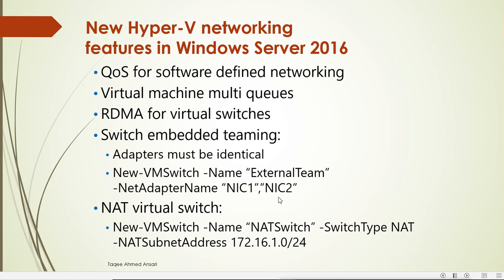We can create it by using the New-VMSwitch command, with the name of the virtual machine switch, and then the network adapters, whatever adapters we want to use, like NIC1, NIC2, NIC3. We can also use the NAT virtual switch. For that we can create a new VM switch with whatever name, the type we will mention as NAT, and the subnet address we can mention, whatever address we have.